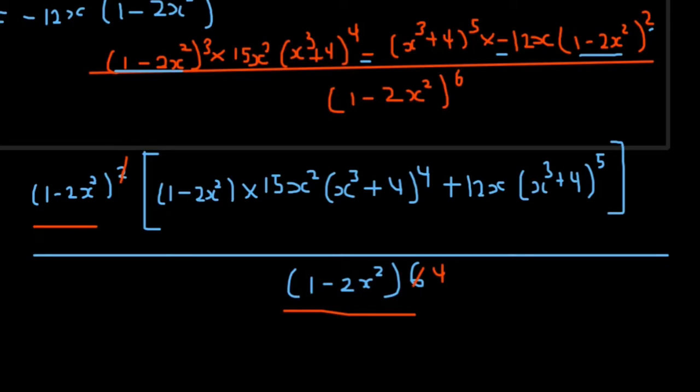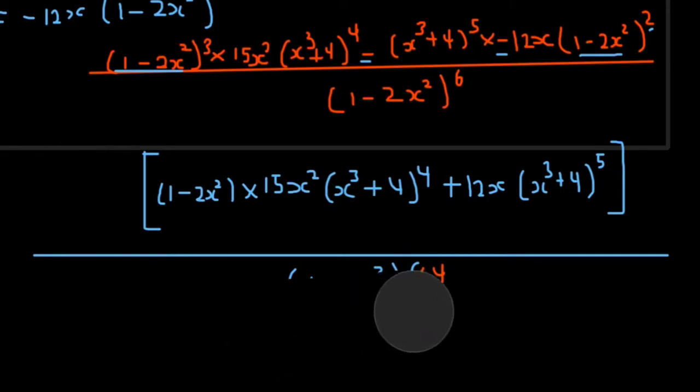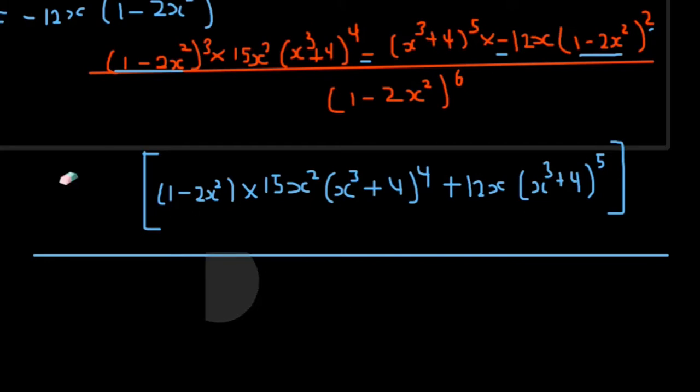So now can you write this as, I'll clean this place, and then write this as (1 minus 2x squared) to the power 4. Okay, so this is what I have now. What else can we do again? Can we further simplify this?